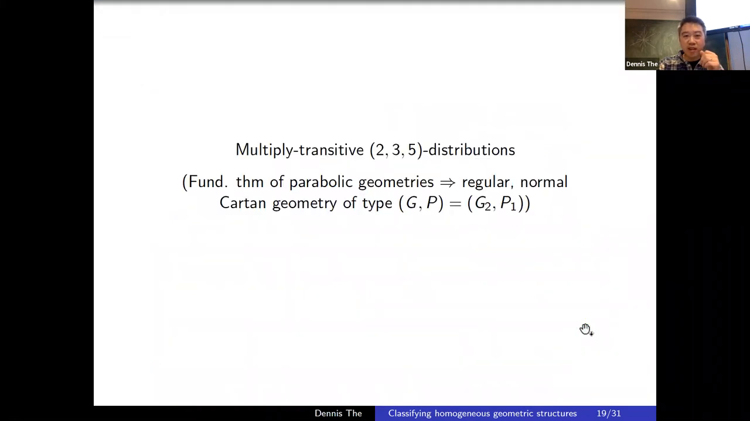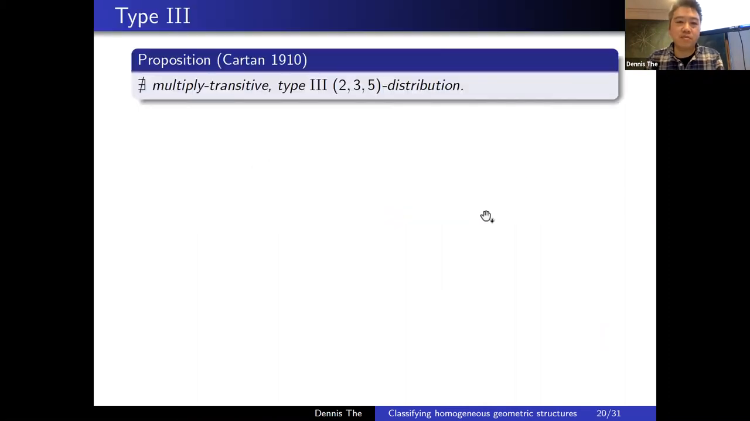Okay, so let's put this into practice now. How does one go about classifying? So here, the starting point is the fundamental theorem of parabolic geometries. So we're working with regular normal Cartan geometries of this type. Let's look at the type 3 case. Okay, so we saw 6 is the maximum, but actually it's not realizable. There are no multiply transitive type 3 models.